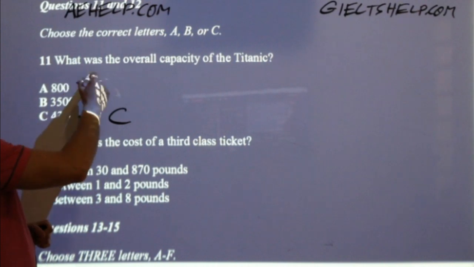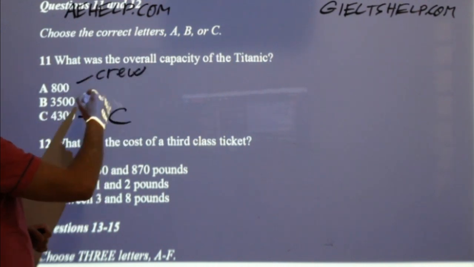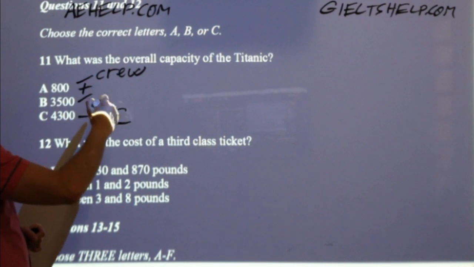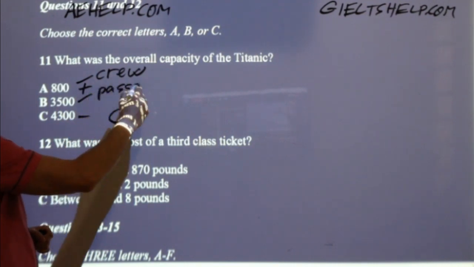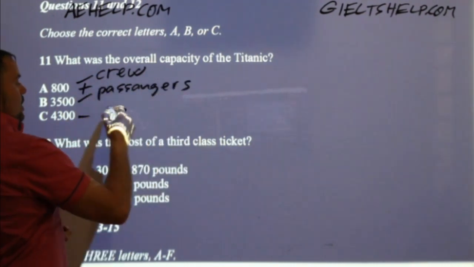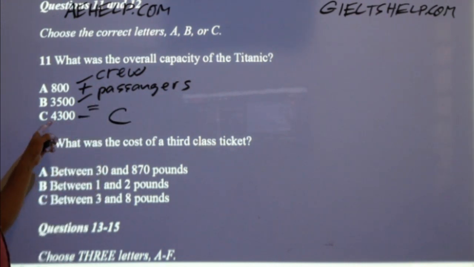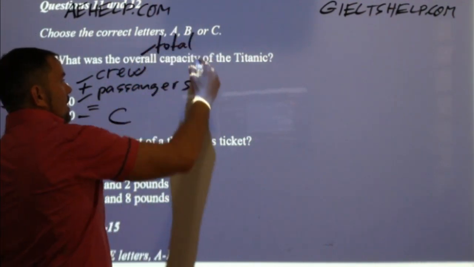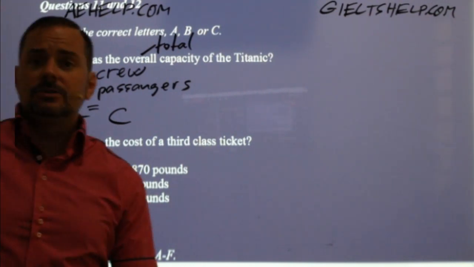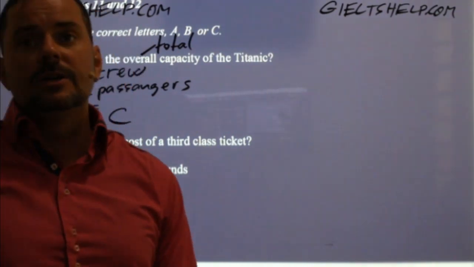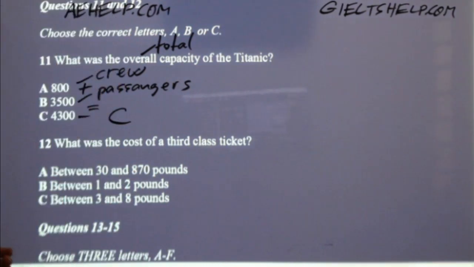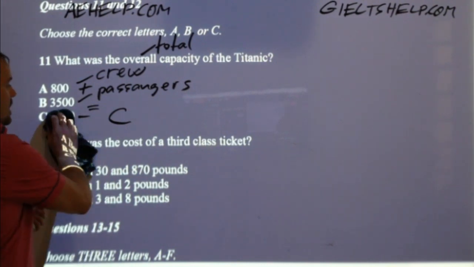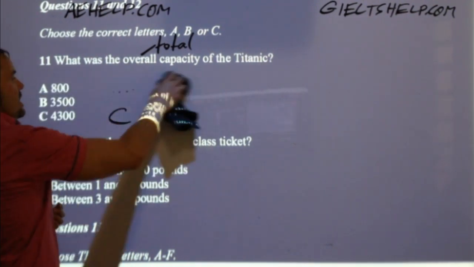It was 800 crew and 3,500 passengers, which equals 4,300 overall capacity. Overall means total. Okay. The IELTS, sometimes you have to do some simple math. IELTS is more than just recognizing words and catching sentences. You have to do a bit of thinking. So C was the correct answer there.